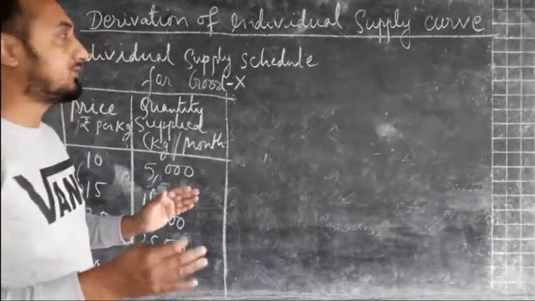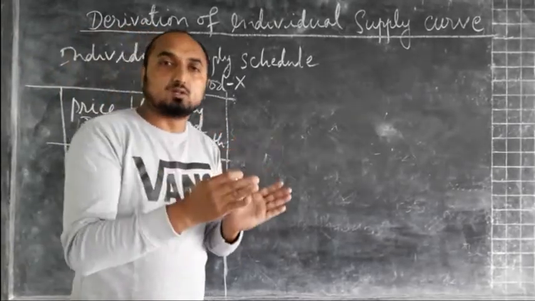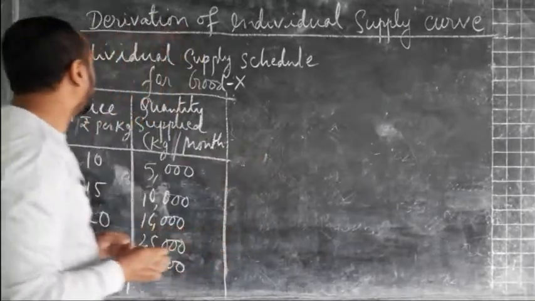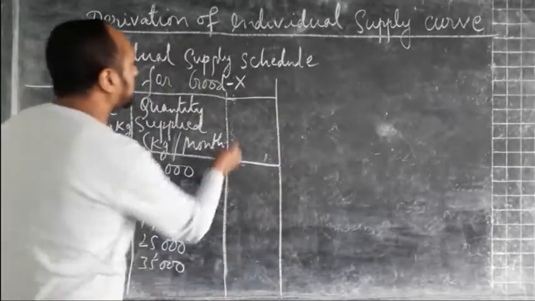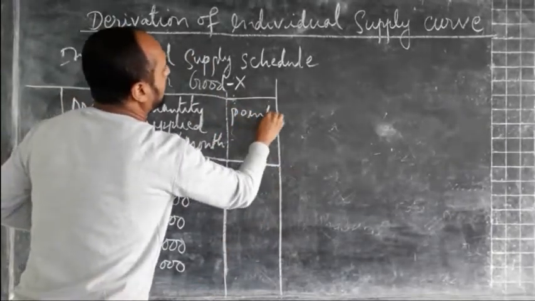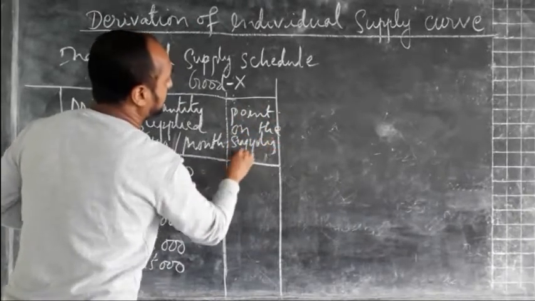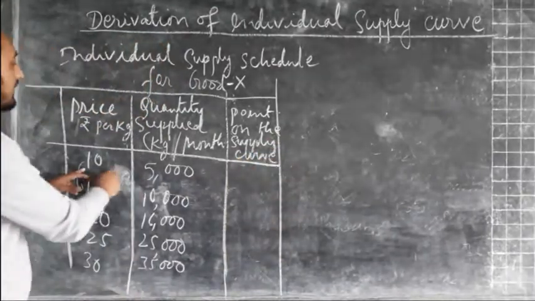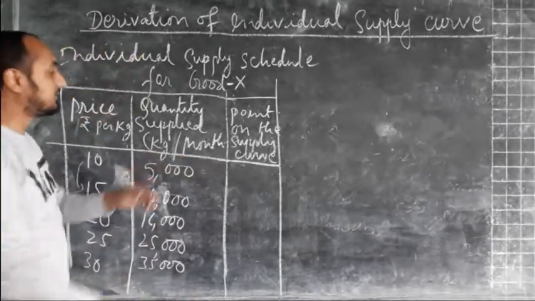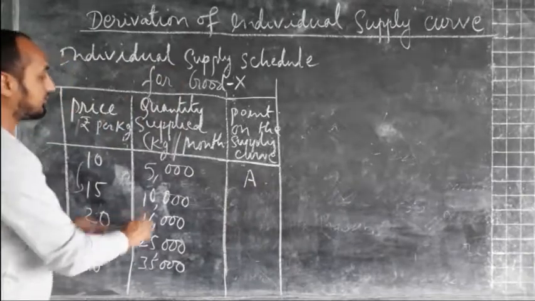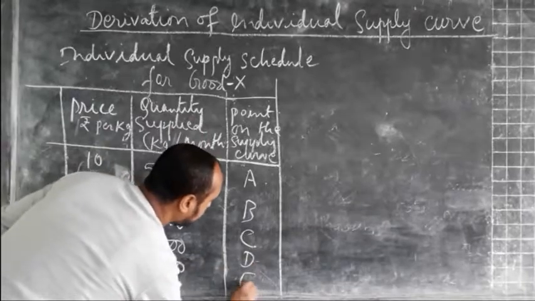Now on the basis of this given schedule, we have to plot all these points and show the shape of the supply curve. We will do one more thing here. We can consider one more column, and we can make points on the supply curve. Suppose for this 5,000 kg per month, we have point A. Now we are denoting this one by point B. Next we have points C, D and E.